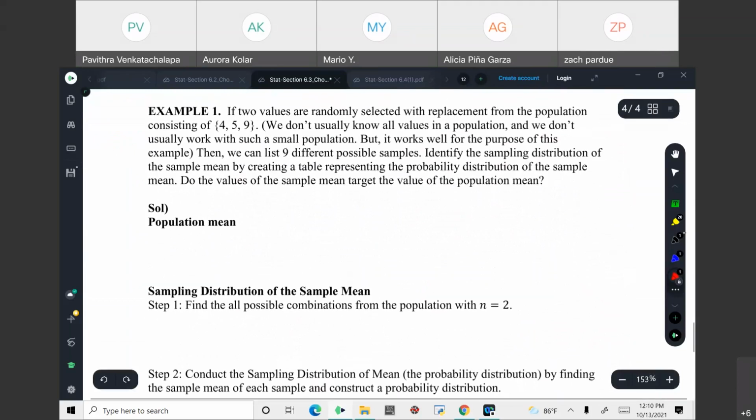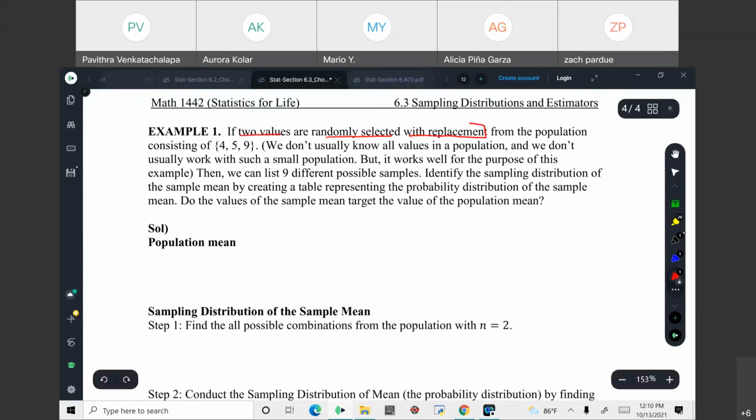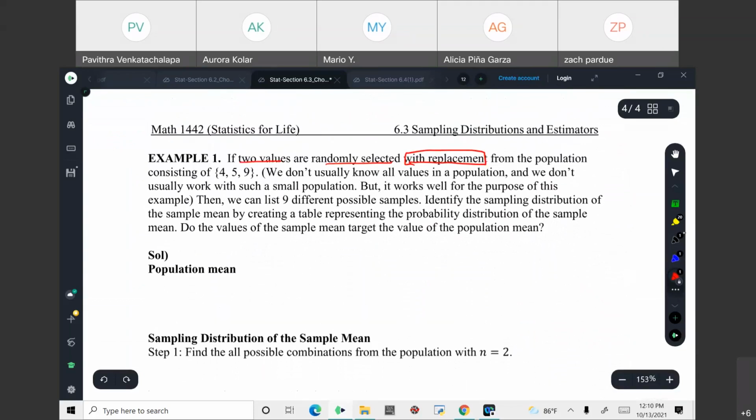So they are saying that if two values are randomly selected, that means that is the sample size. 2 is the sample size.